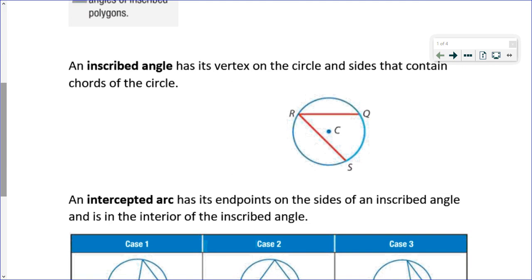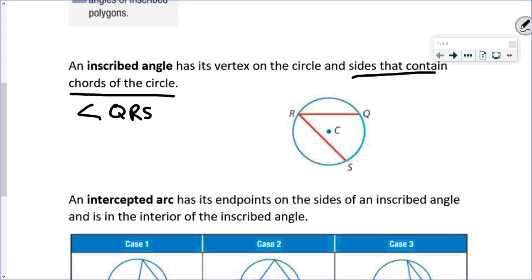An inscribed angle has its vertex on the circle and sides that contain chords of a circle. So here we can see that angle QRS fits that bill. Angle QRS is inscribed in circle C. And we know here, again, the sides contain chords of the circle, so the chords that make up the angle are QR and SR. All right.